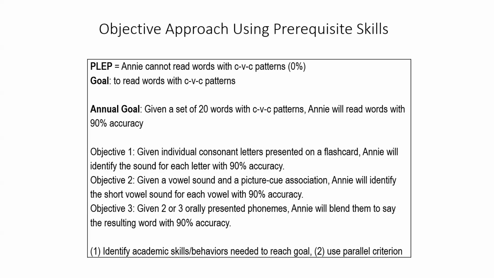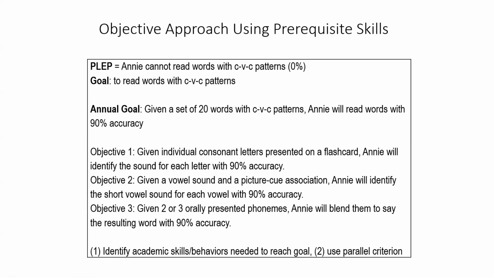If we were instructors breaking it down, like what are the prerequisite skills for her to be able to actually read 20 words with CVC patterns at 90% accuracy? Well, let's take a look. She better know consonants. She better know vowels. And she probably needs to be able to blend them. So once you figure out those sort of behaviors that she needs to be able to accomplish, the skills she needs to learn, you identify those skills and behaviors, and then you use the same criterion. So if you say 90% here, each of those should be at 90%.